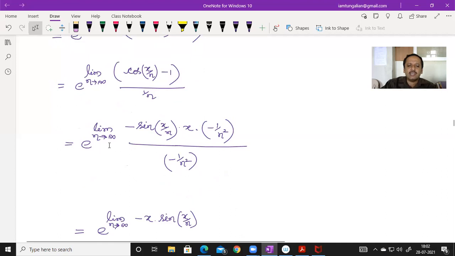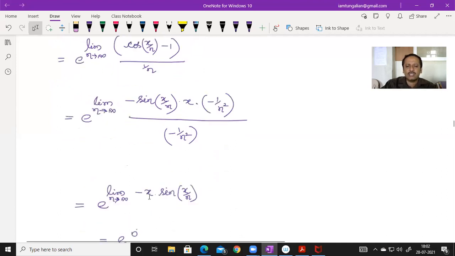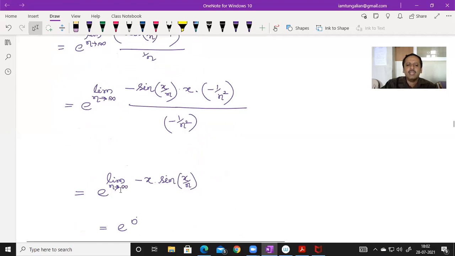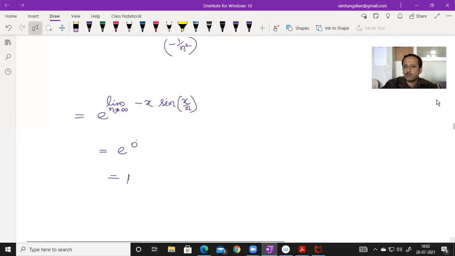So you are left with e power limit n tends to infinity minus sine x by n into x. That is written as minus x into sine x by n. Now as n tends to infinity, x by n will tend to 0. So sine 0 is 0, minus x into 0 is 0, e power 0, which is equal to 1.